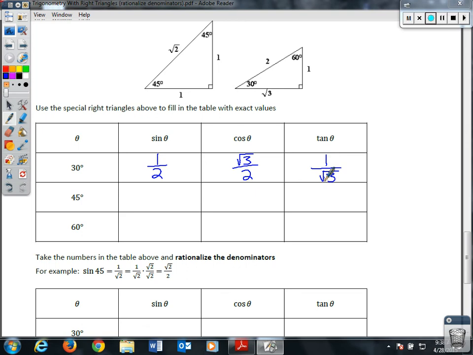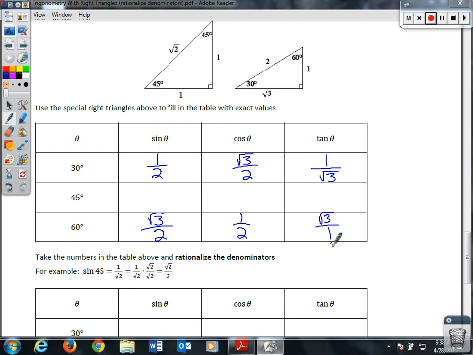So the sine of 60, that's going to be opposite, which is square root of 3, divided by, let's see, sine is opposite divided by hypotenuse, so that's divided by 2. Cosine of 60 is the adjacent divided by hypotenuse, so that's 1 over 2. And the tangent is opposite, square root of 3, over 1.